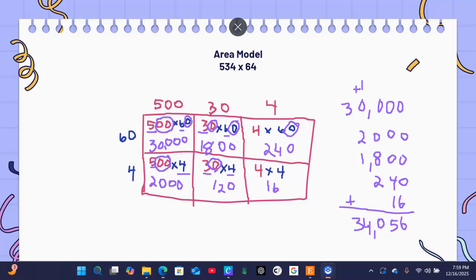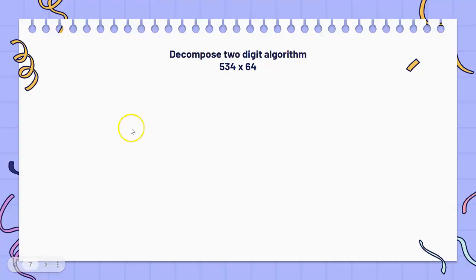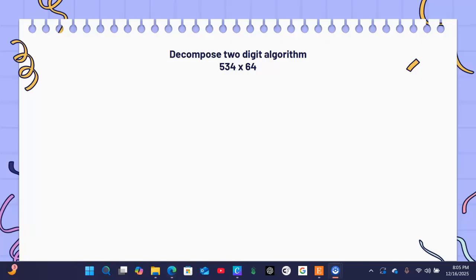Okay. Hopefully that's easy for you to understand, but this might not be for you. So let's go to another strategy. All right. This is called decomposing 2-digit algorithm. And a lot of my students love this method because it does not involve adding 6 partial products. This one, you're actually going to write 534 twice. And this time you're only going to break apart the 2-digit factor, which is 64.